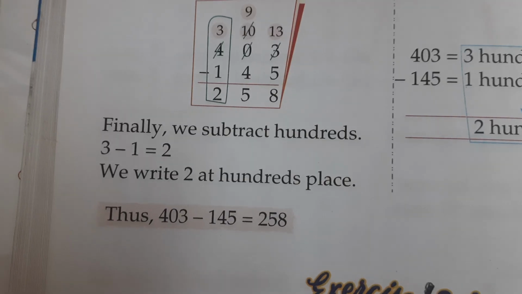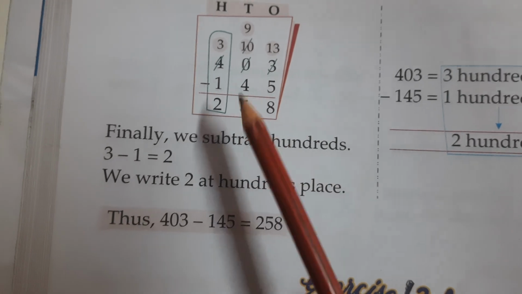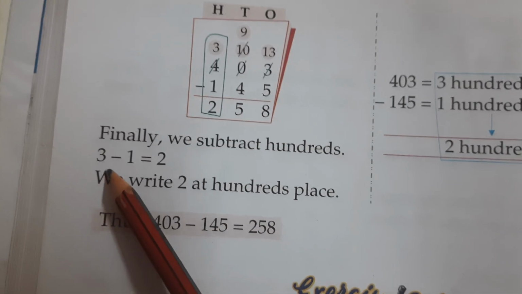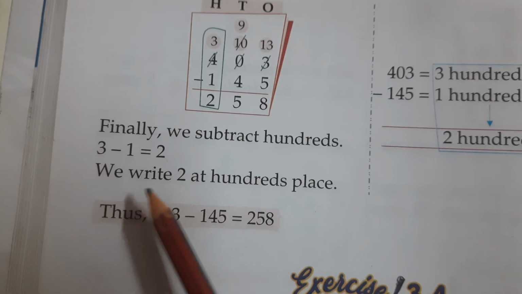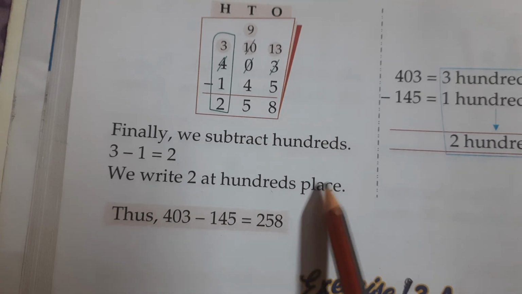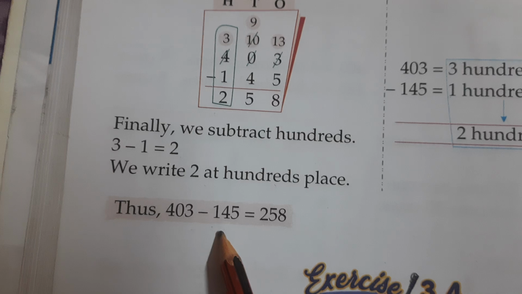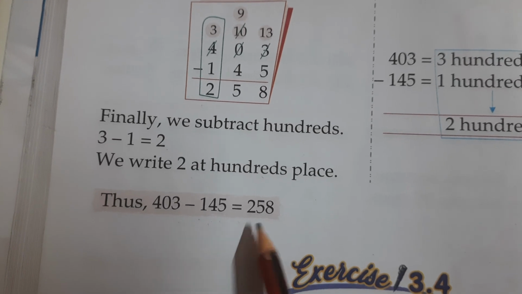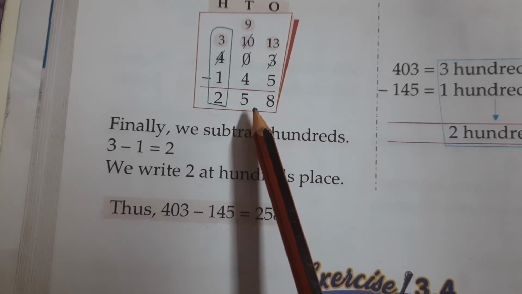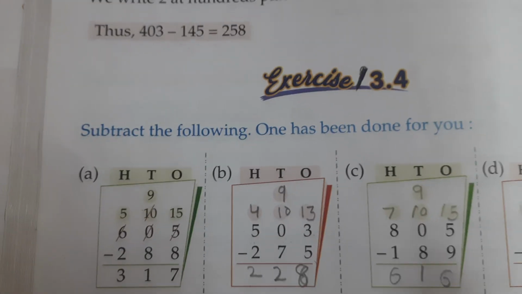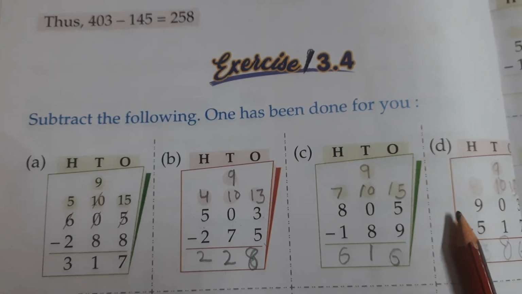Okay, finally we subtract hundreds. This is hundreds. 3 minus 1 is equal to 2. Write 2 at hundreds place like this. Thus 403 minus 145 is equal to 258. Okay, so this is 258. Now here are some sums of subtraction like this.